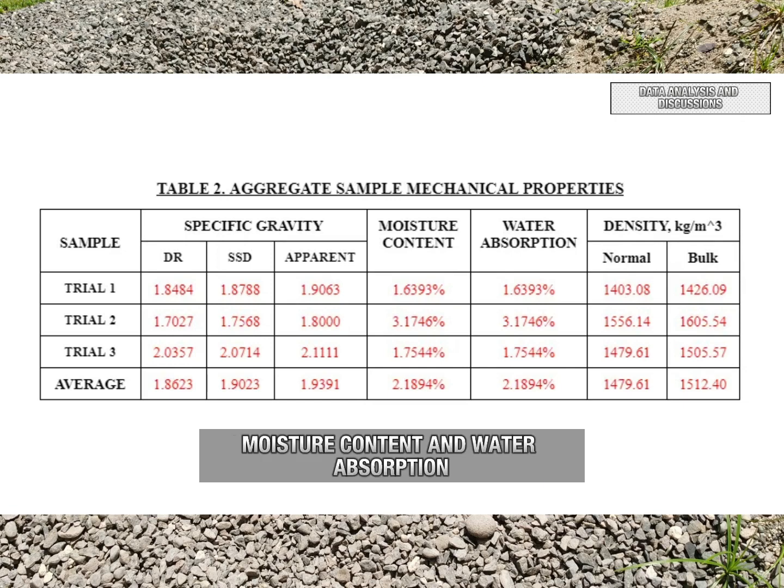For the discussions in moisture content and water absorption, both moisture content and water absorption acquired the same average value of 2.1894%. It was stated that to prevent large variations of water in the concrete mix during production, the value should be less than 2%. However, we acquired an amount of 2.1894%. Therefore, the sample is not ideal to be used since it needs large variations of water in the production.